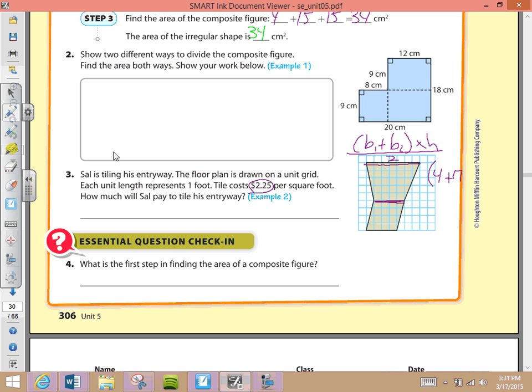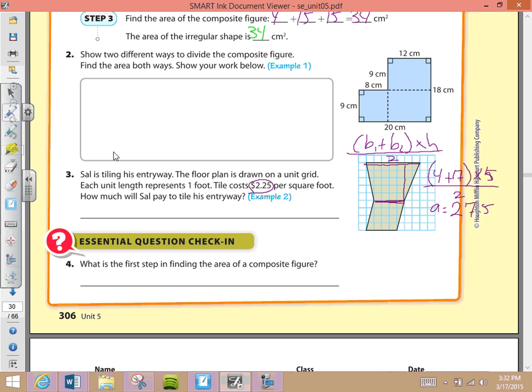What is it? 7. And the height, I told you to go to the middle or somewhere that goes from the bottom all the way to the top. What is it? Yeah, 5, right? Times 5, divided by 2. So what is 4 plus 7? 11 times 5? 55, divided by 2? 27.5. So the area of that trapezoid is 27.5.